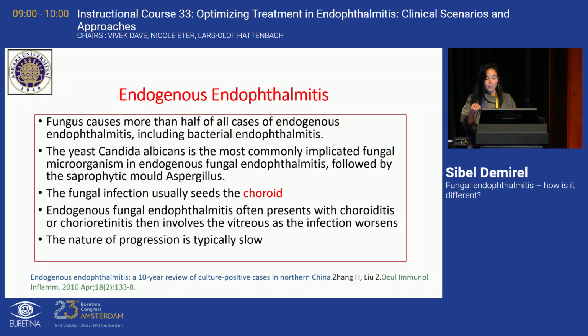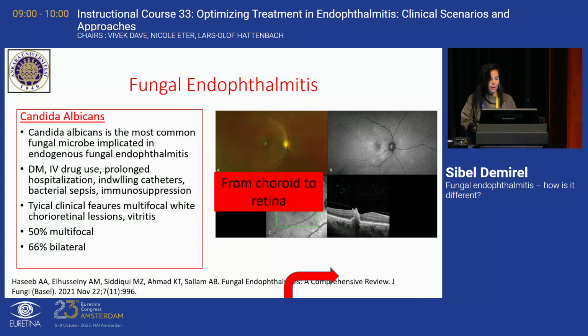The yeast Candida albicans is the most commonly implicated fungal microorganism in endogenous endophthalmitis, followed by Aspergillus. The fungal infection usually seeds the choroid first in endogenous endophthalmitis, and then often presents with choroiditis, chorioretinitis, and then involves the vitreous when the infection worsens. The progression is typically slow, in contrast to bacterial endophthalmitis.